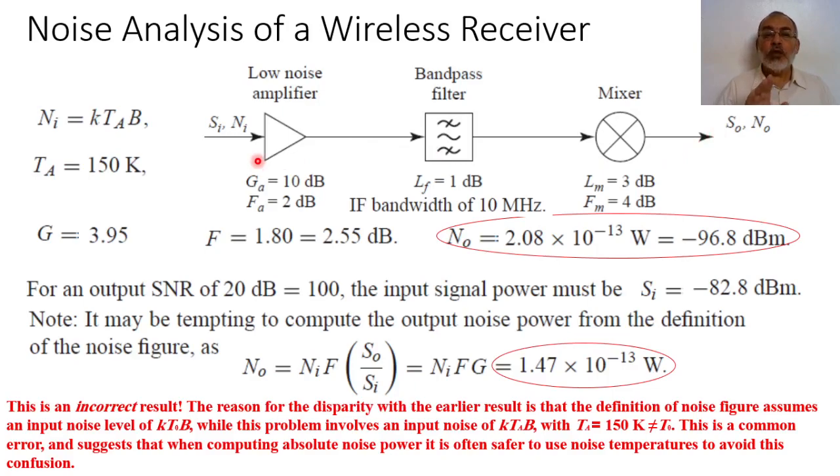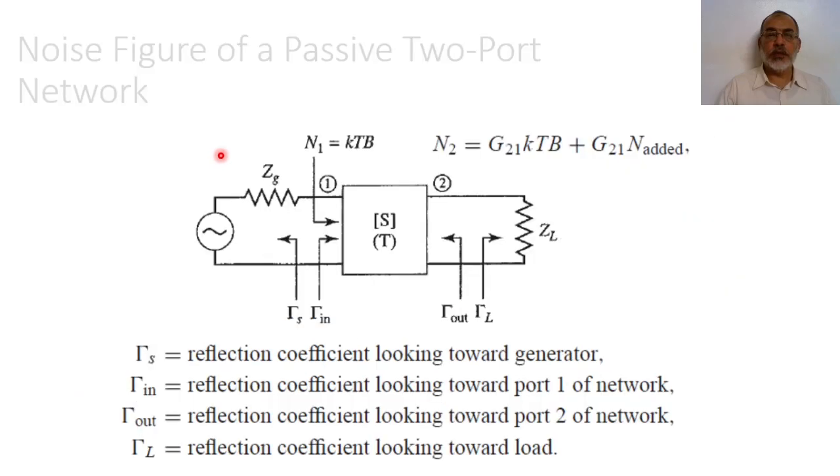So instead of using the noise figure, to be on the safe side, use the equivalent noise temperature. This is a common error, and it suggests that when computing the absolute output noise power, it is often safer to use the noise temperature instead of the noise figure, especially for a cascaded system. Alright. Now we have completed the example for noise analysis of wireless receiver system.